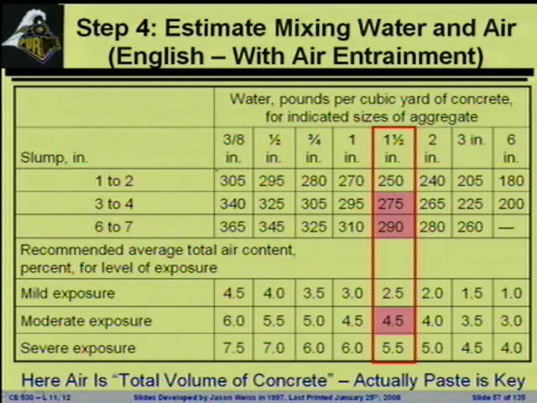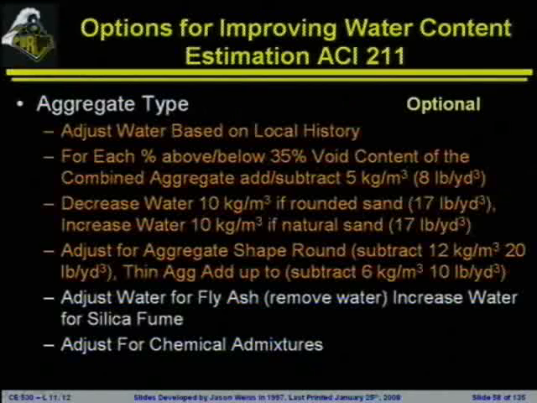So as I mentioned, for our example problem to estimate the mixing water and air content, we're looking at about 275 pounds per cubic yard for the water. We're looking at a moderate exposure, which tells us that we're targeting about 4.5 volume% air.